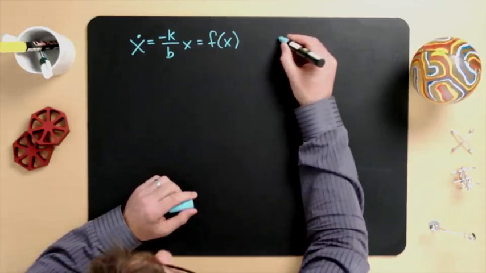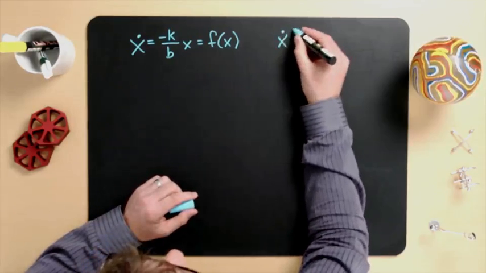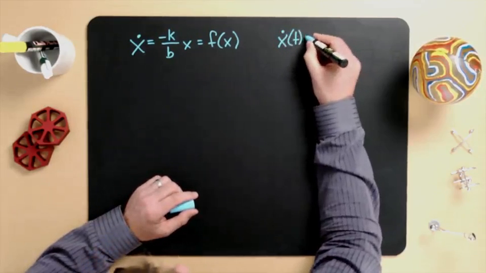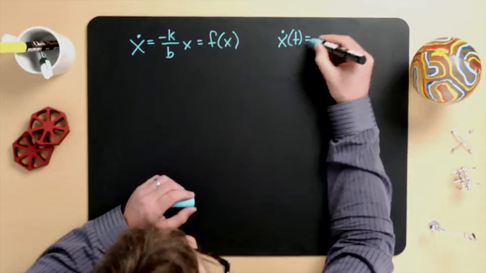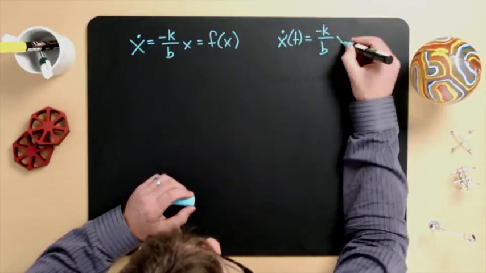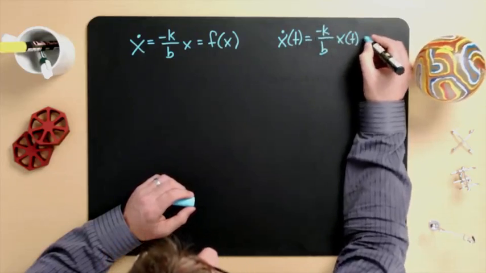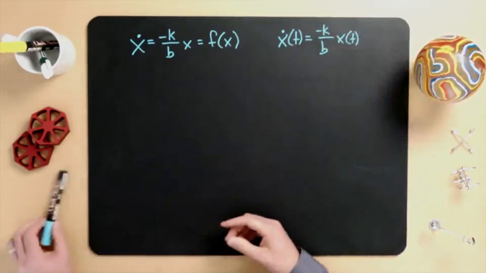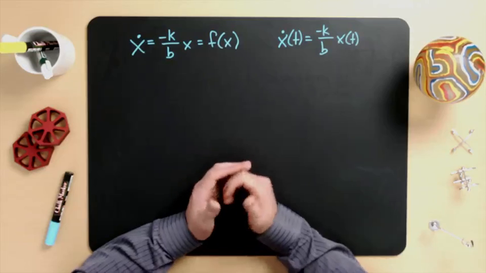Now it's helpful to rewrite this so that the time dependence is explicit. So we have x dot as a function of t is equal to minus k over b times x as a function of t. I'm rewriting this so that you can specifically see that x depends on time. The position, therefore, is allowed to change as a function of time. Moreover, I'm going to refer to the right-hand side of the differential equation as f of x of t.